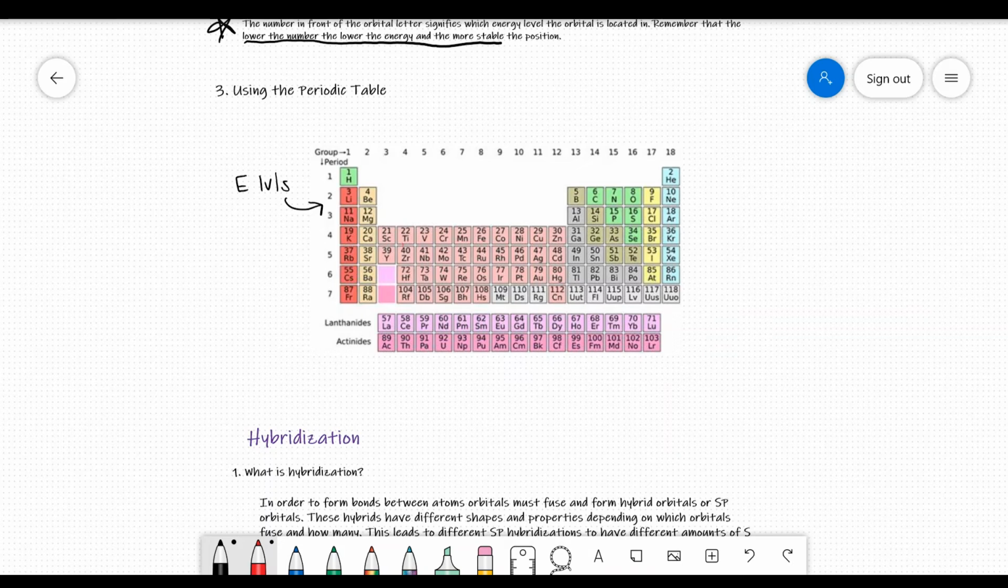When I'm talking about the energy levels, I'm talking about these. So we have our energy levels 1 through 7. Remember that these are associated with different atomic sizes as well, but for now, we're going to think about them as energy levels.